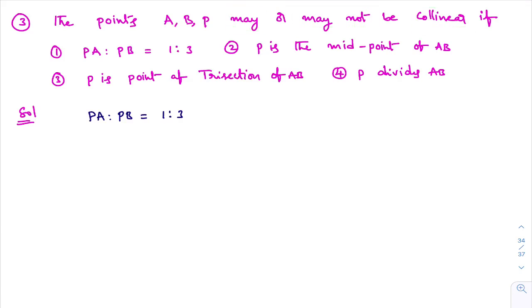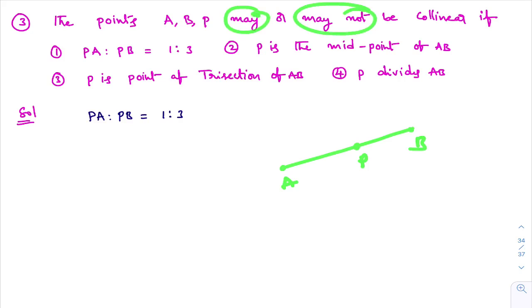See, you observe here, P is the midpoint of AB. They given like this. A is a point and B is a point. P is midpoint of AB. See here, if P is midpoint of AB, are these 3 points collinear or not? Yes, these 3 points are collinear. But what they are saying, they may or may not be collinear. That is the main point here. If P is the midpoint of AB, they will be collinear, right? So here may or may not be collinear means this option is wrong option.